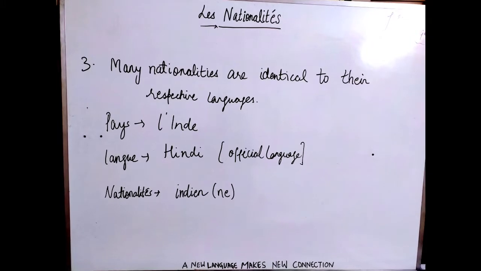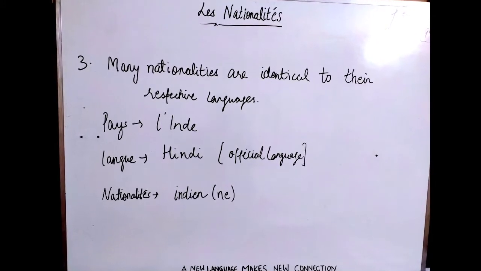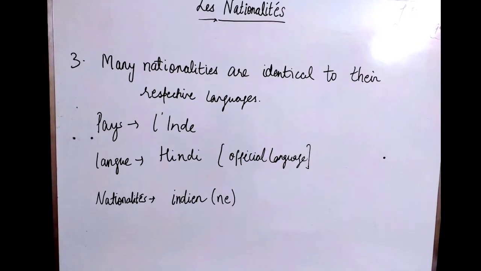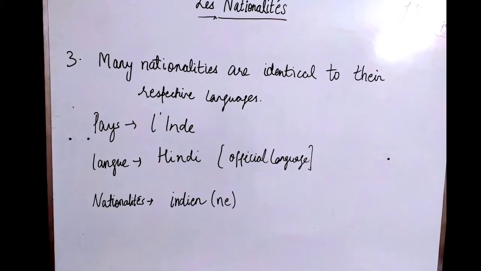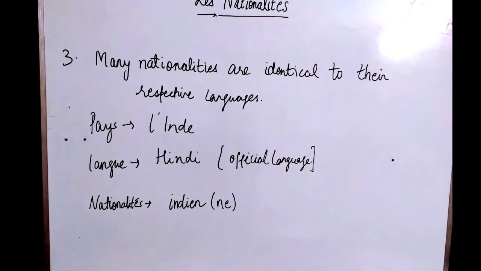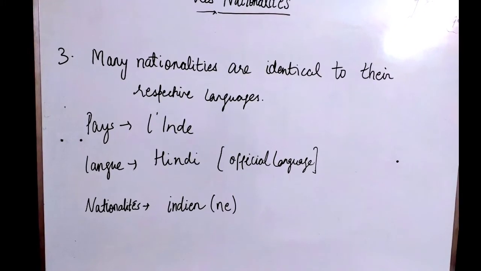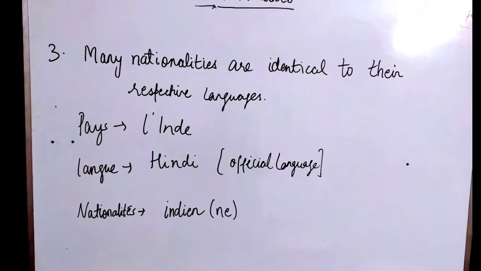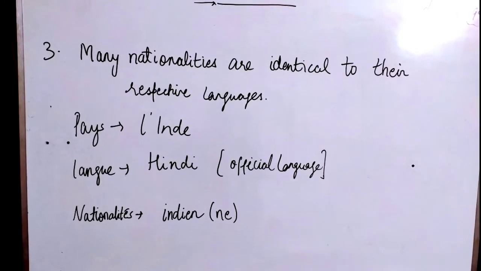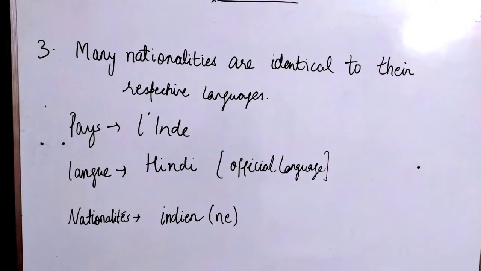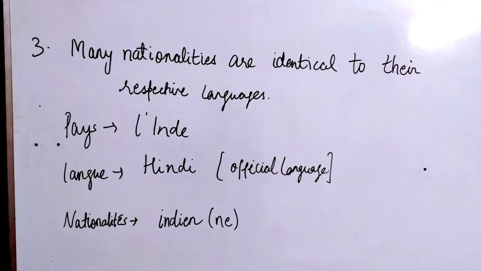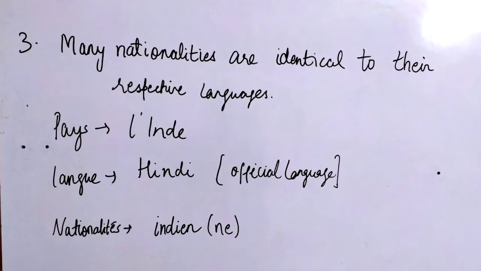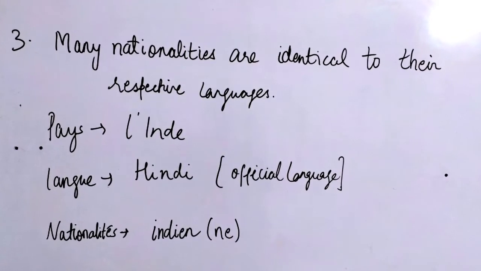So there are many nationalities which are identical to their respective languages. It means the languages which are spoken in the countries are similar to the nationalities. Now let's have a look at the example. Pays means country. Country here is l'Inde, which is India. The language spoken there is Hindi, which is an official language, although there are many local languages. Nationality: Indian.